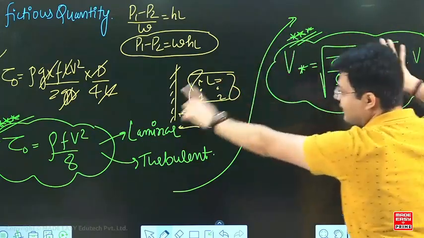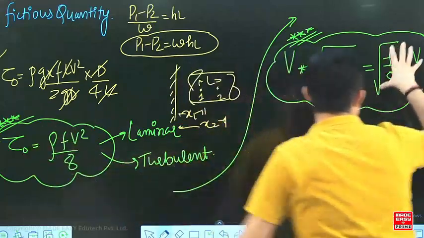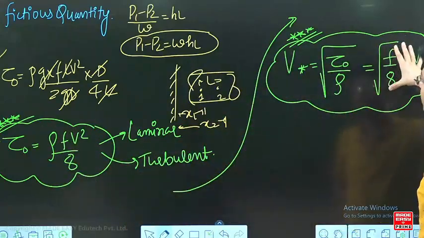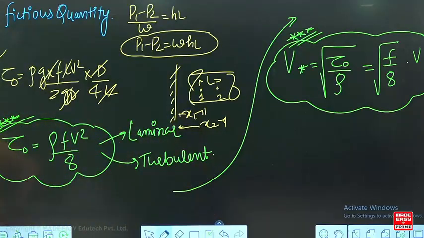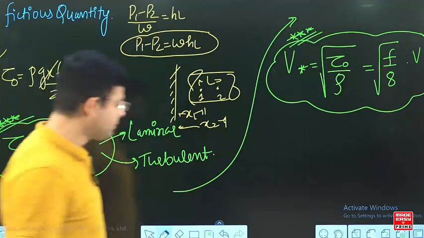And the value of this we can find from here: it is under root of f by 8 into V. This is a very, very important formula. Mark stars in your printout also.